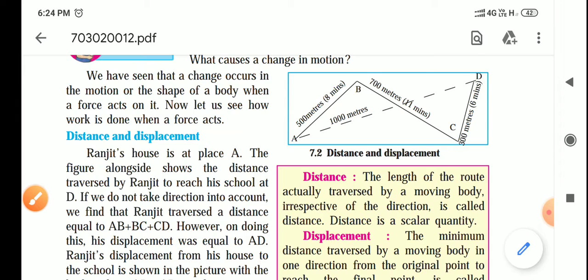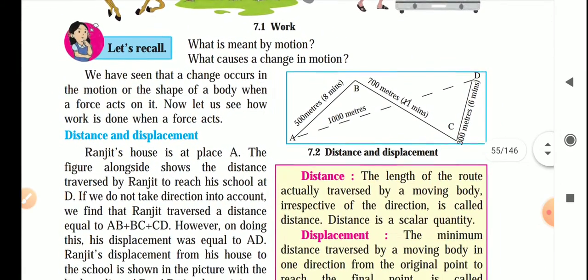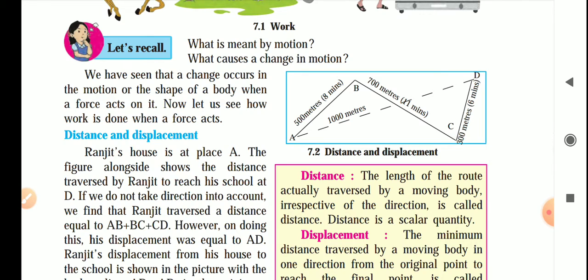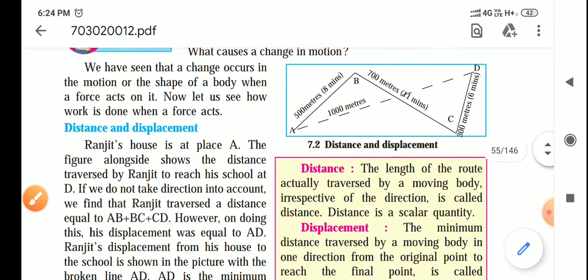So if we don't take direction into account, then distance traversed is equal to AB plus BC plus CD. That will be 500 meters plus 700 meters plus 300 meters. That is equal to 1500 meters. So distance traversed will be 1500 meters, and here we are not taking into consideration the direction.